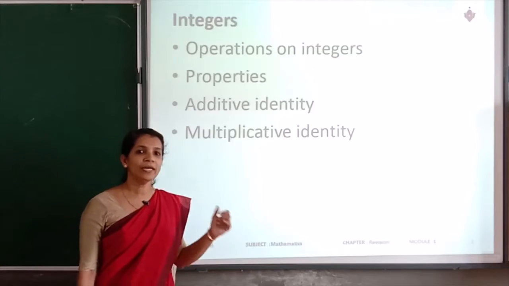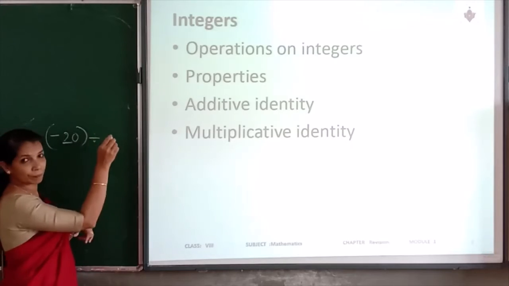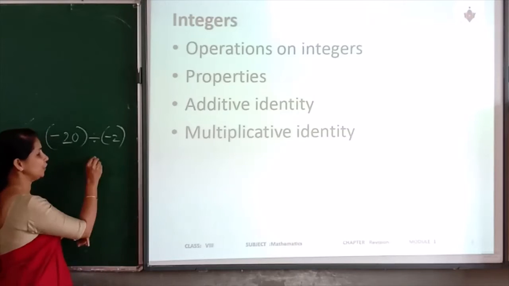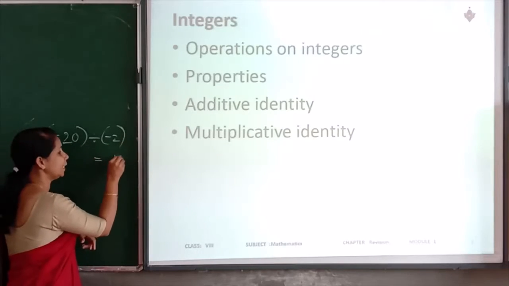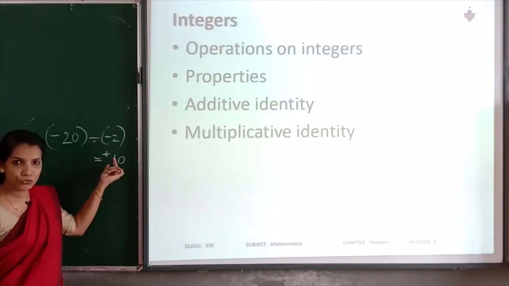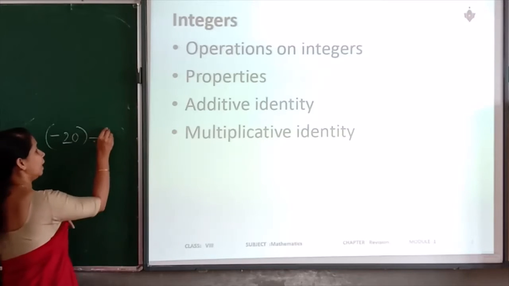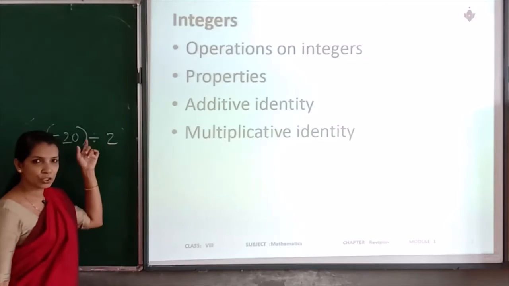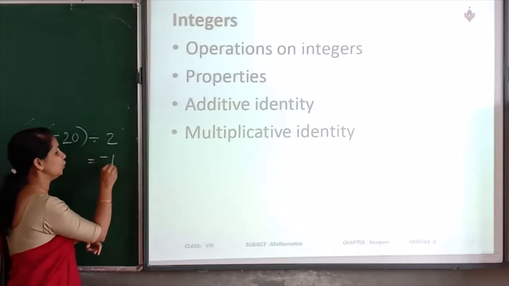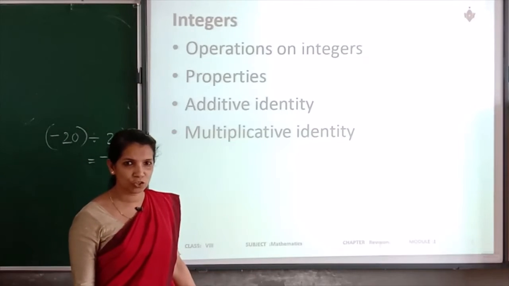Division also follows the same rule as multiplication. Negative 20 divided by negative 2, what will be the answer? Positive 10. 20 divided by 2 is 10. When you take two negative numbers, the answer is positive. If one number is negative and the other number is positive, negative 20 divided by 2, the answer will be negative 10. So, you know the addition, subtraction, multiplication and division of integers.